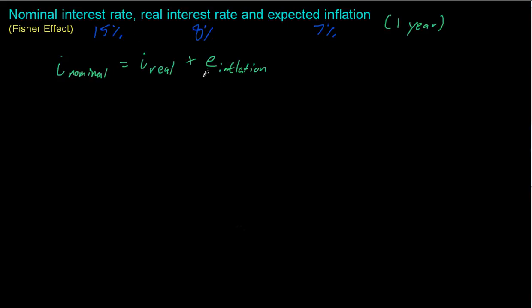And finally, if we have a nominal interest rate of 10%, and we have a real interest rate of 4%, then we have expected inflation of 10 minus 4, which is 6%. So that's all that I'm going to do with this.